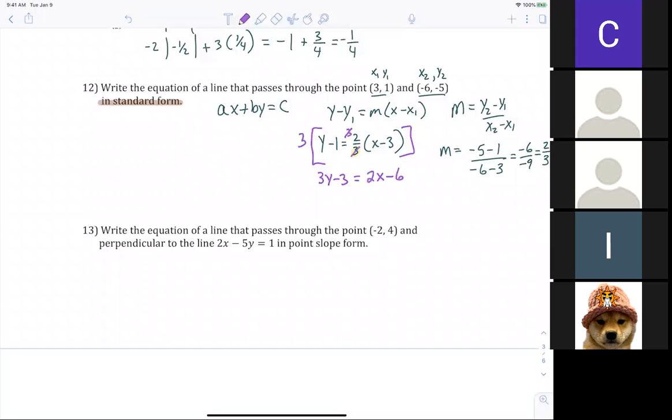And then what I want to do is put it in standard form, which means x and y are on the same side. But don't forget that the x has to be positive. So we're going to write this, 2x. I'm going to move the 3y over. Then I'm going to add 6 to both sides. And that's your answer. Anybody? Again, that's just super important, okay? You got to be good at writing equations of lines. Any questions so far?